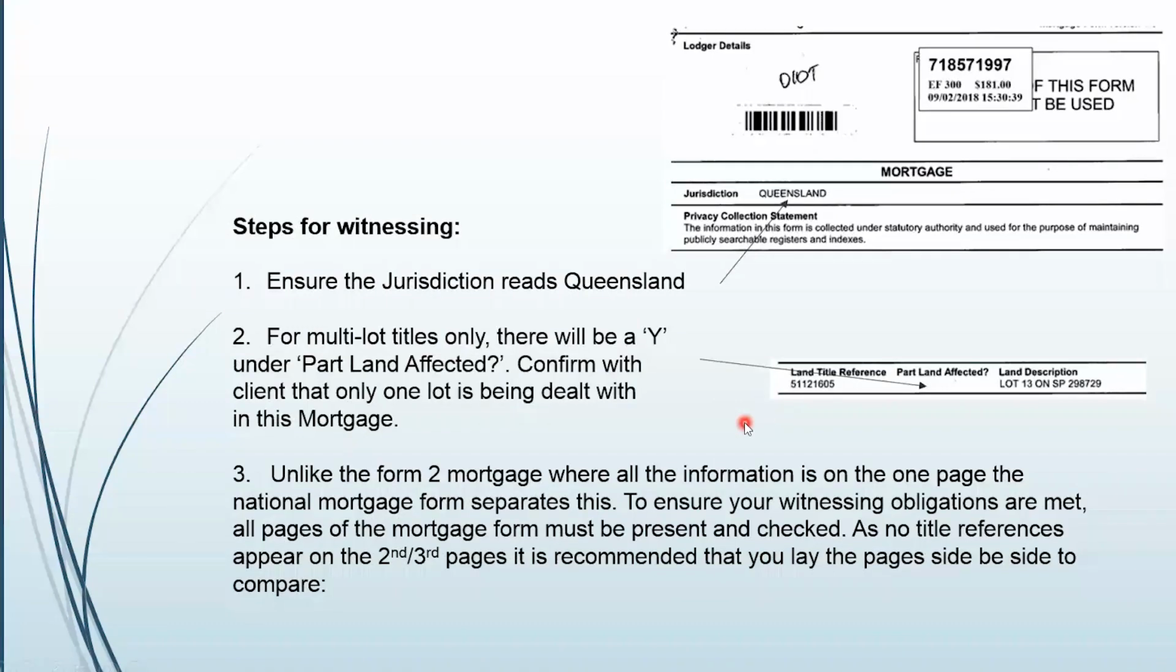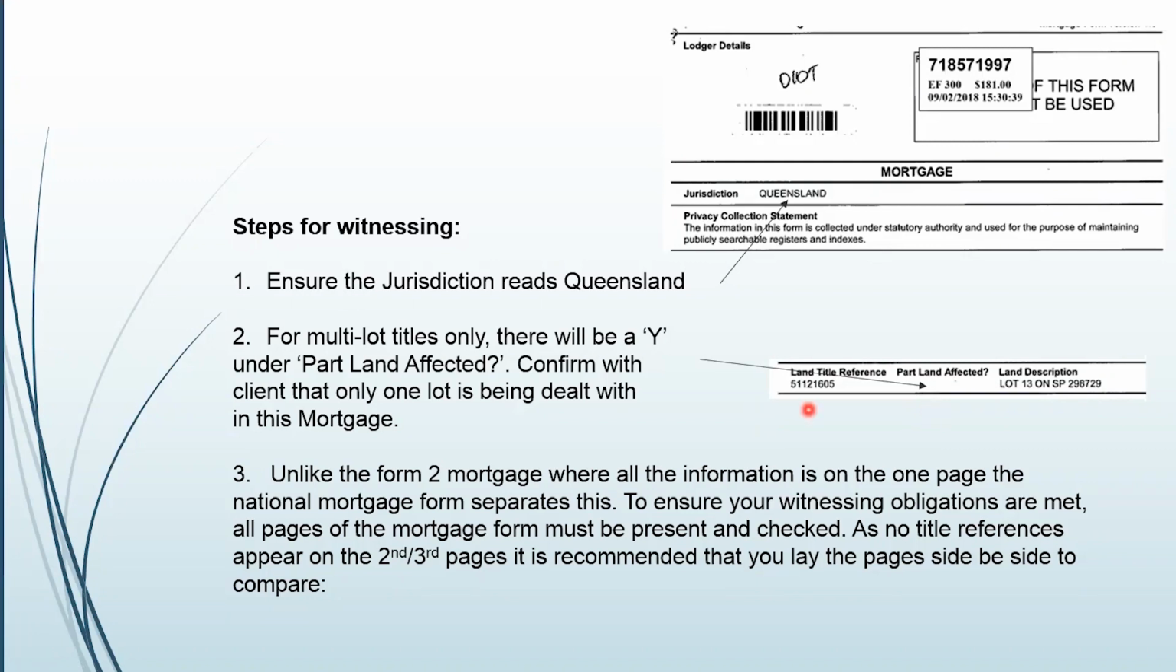So, steps for witnessing. Ensure the jurisdiction reads Queensland. For multi-lot titles, there will be a Y under part land affected. So basically, this is the new thing on the form that wasn't there before. Most of the time you're going to see it blank, and that's simple. That just means it's one lot number over one title reference.